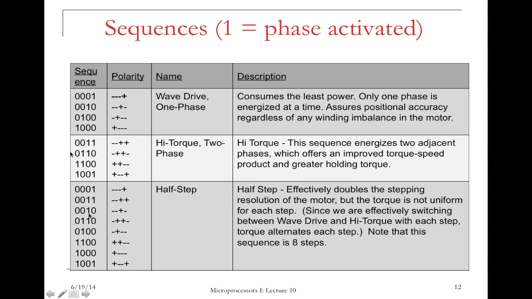The last way is this bottom sequence that you see. Alternately, we have 1 pair energized and 2 pairs energized, and 1 pair and 2 pairs. This is called a half step. This half step effectively doubles the stepping resolution of the motor, so you can have finer steps in each revolution. But the torque is not uniform for each step.